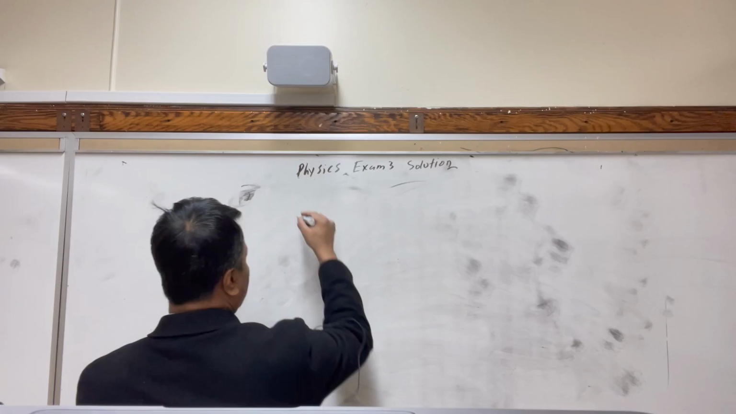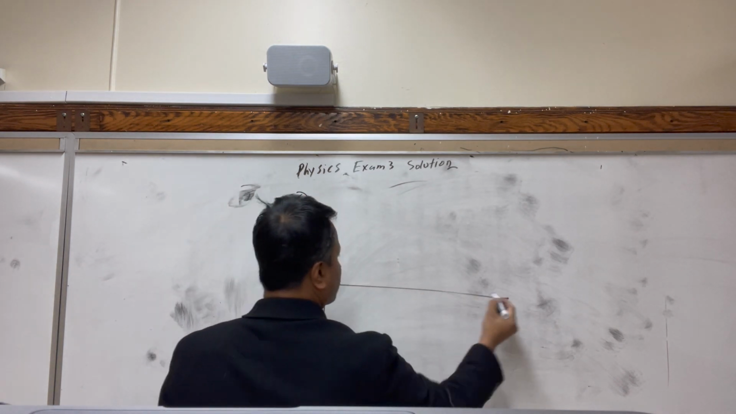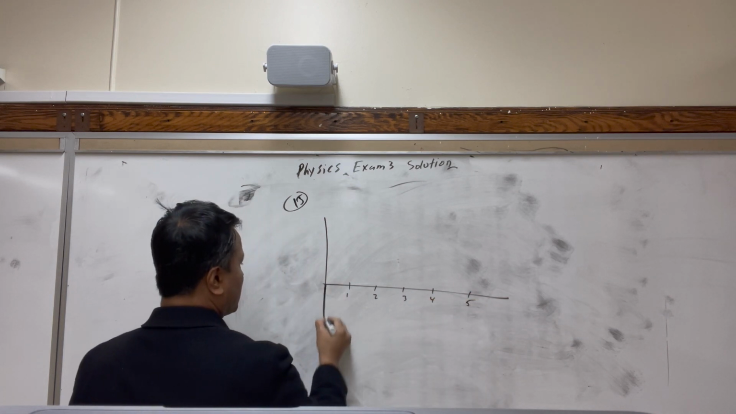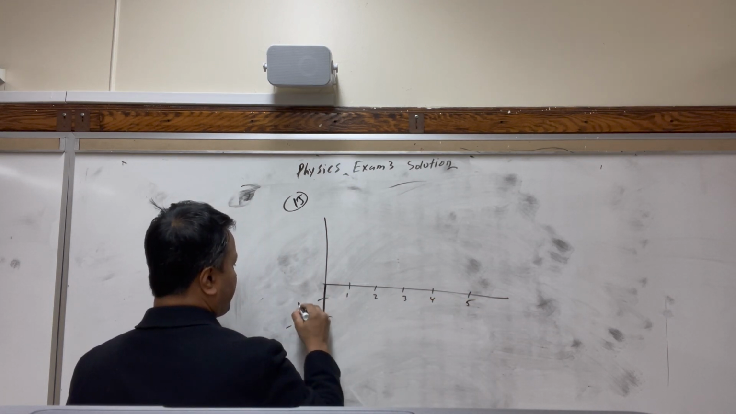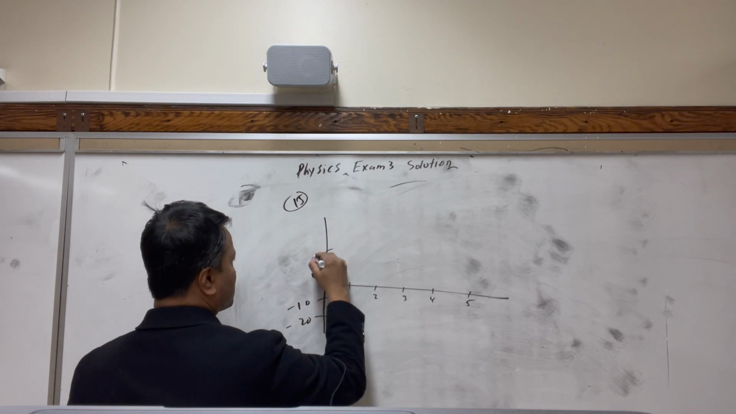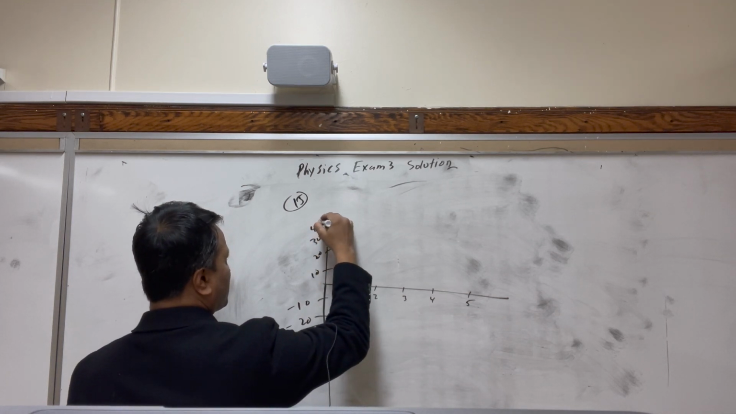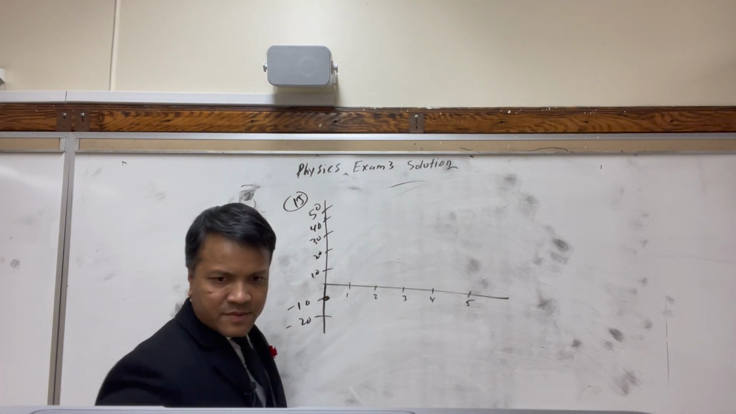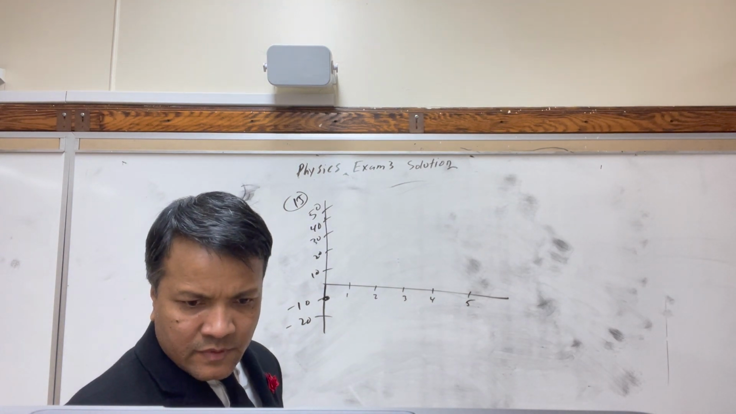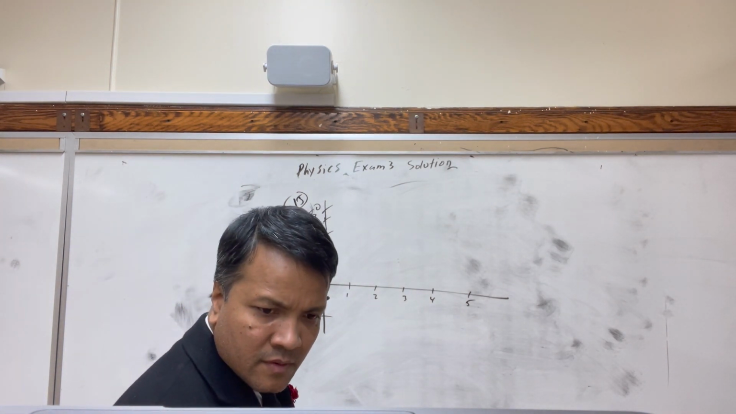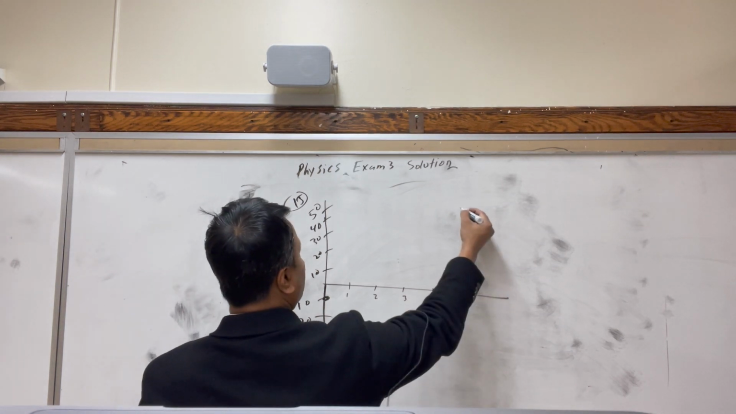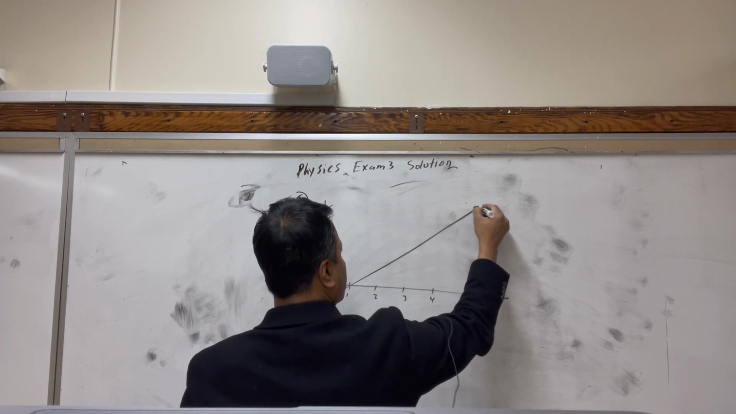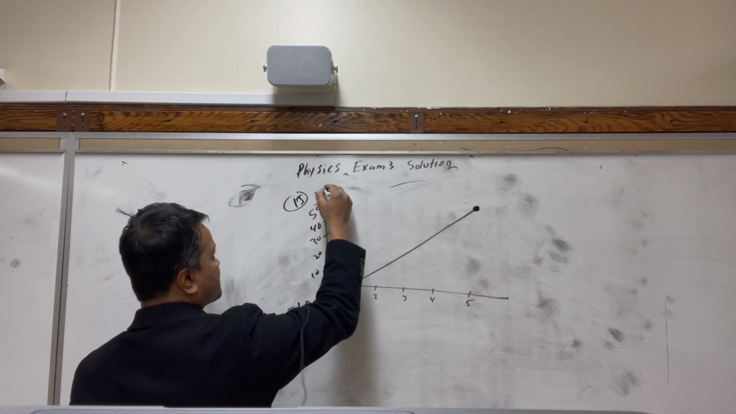Number 15. All right, so we have 0 to 5 seconds, 1, 2, 3, 4, 5 seconds, and negative 10, 10, 20, 30, 40, and 50. So something is moving from 0 to 5, 50, 5, 40. Okay, that's it. We want to find the acceleration. This is Vt.